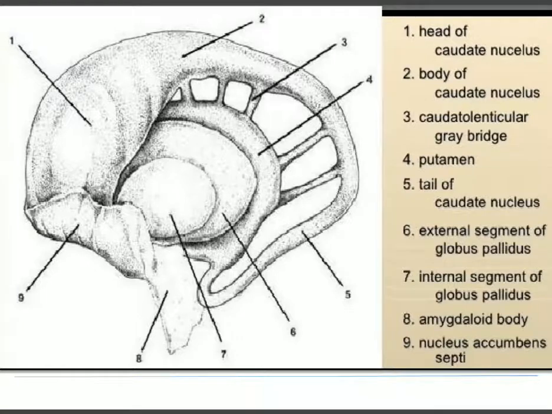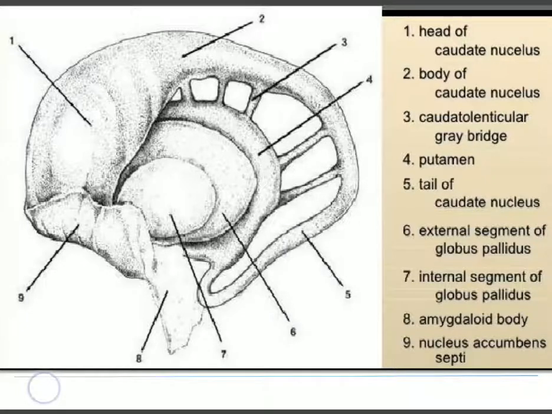This figure shows the various parts of all those nuclei that together form the basal nuclei. So this here is the caudate nucleus. This is the head of the caudate nucleus. This is the body of the caudate nucleus. This is the tail of the caudate nucleus.